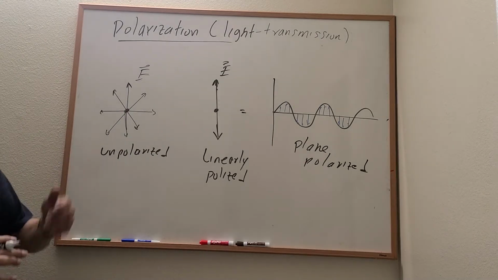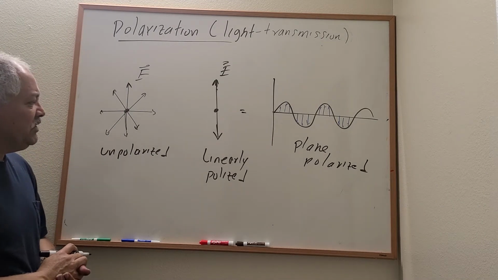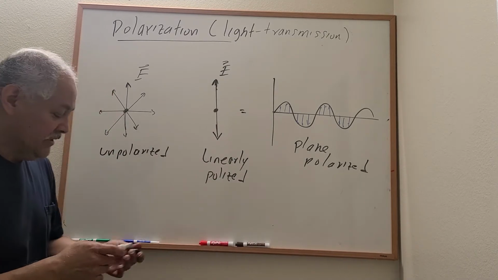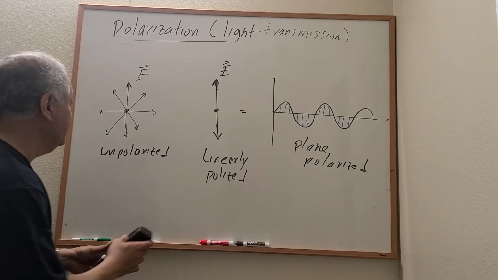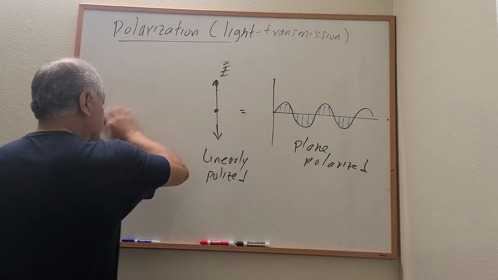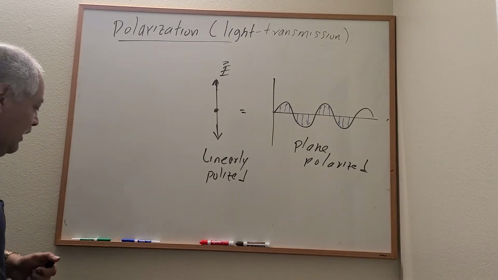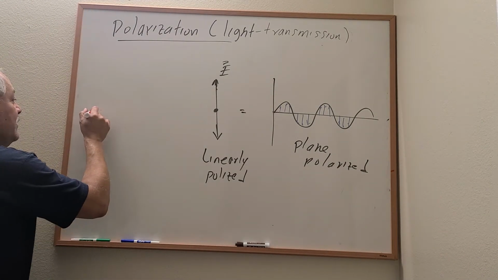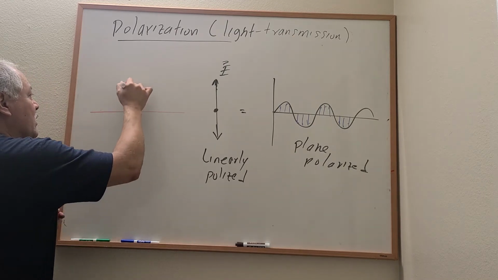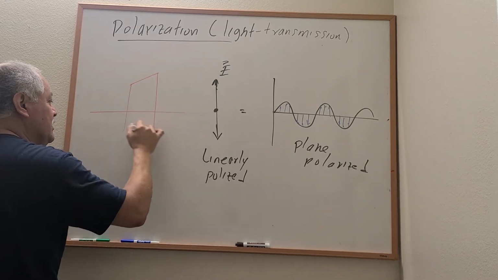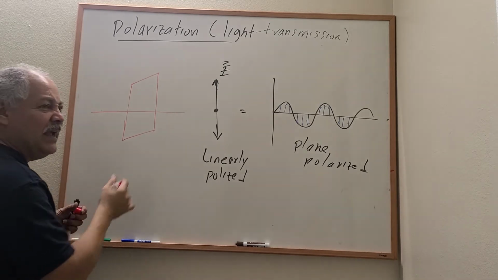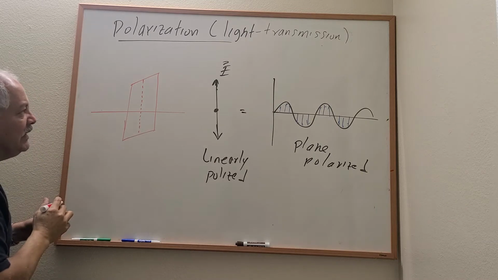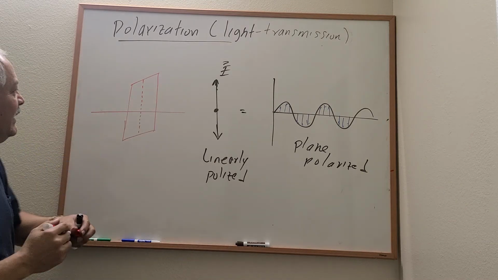Got it? So that's how we create polarization. Again, we have to use polarizers to do it. Let's do this case. Imagine we have this polarizer, with this as the line of transmission. We have the polarizer in this direction, and we have the lines of propagation of the electric field permitted in that way.